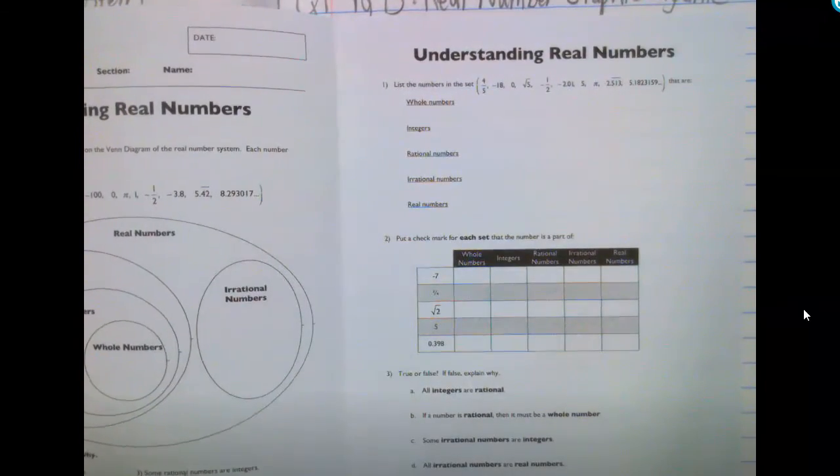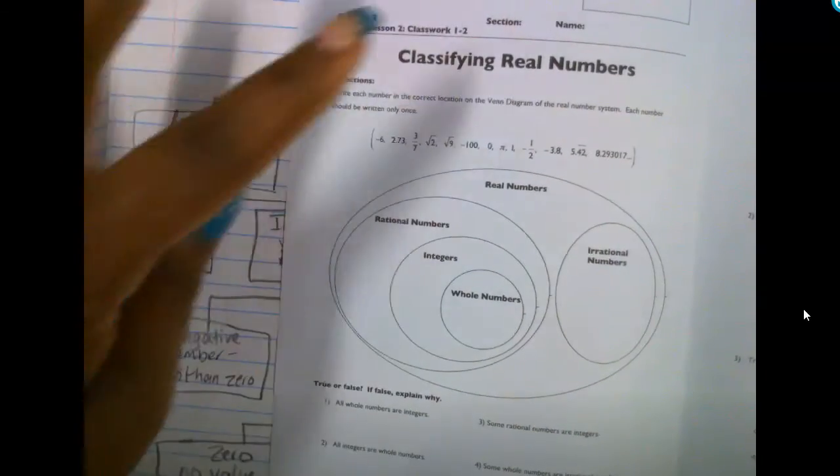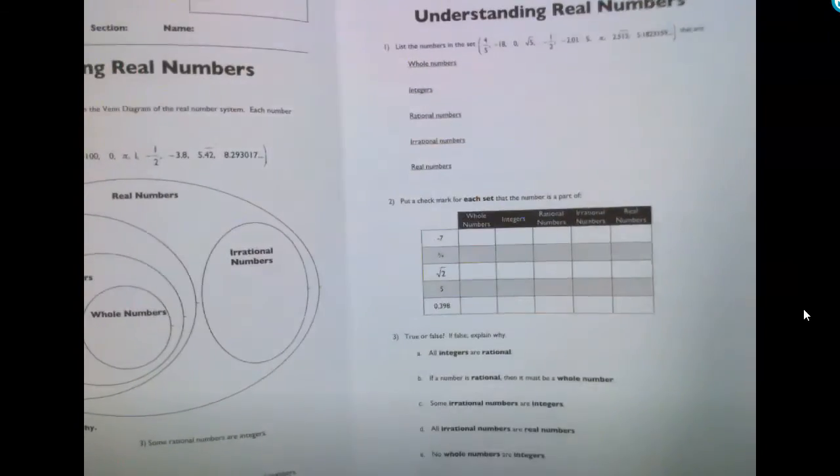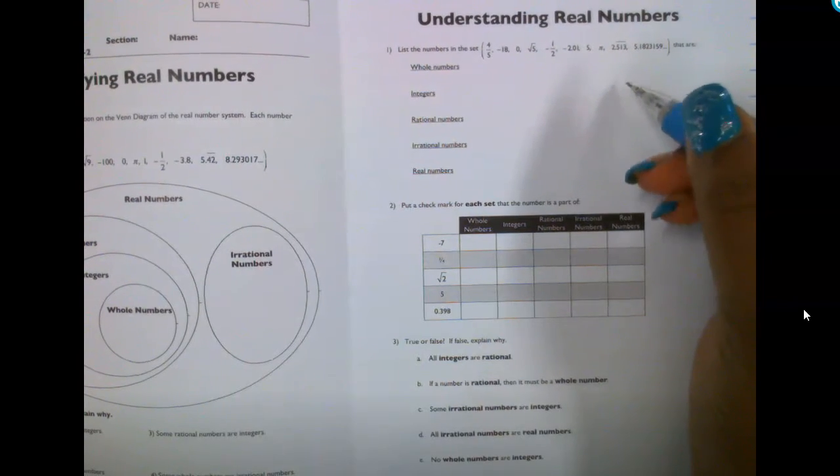Okay. So now I need you to take out your composition notebook and open it up to page 13. Yesterday we talked about the real number system. We put this graphic organizer in there, and we should have already done this side. So I'm going to do this side here with you.